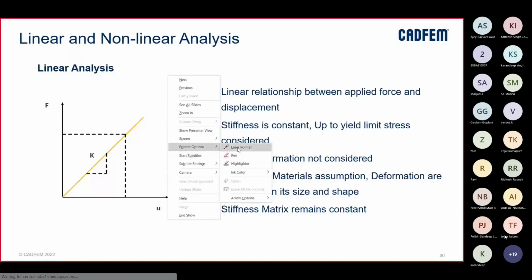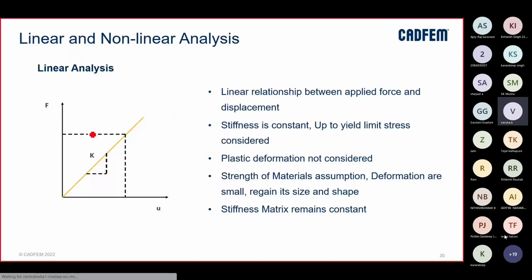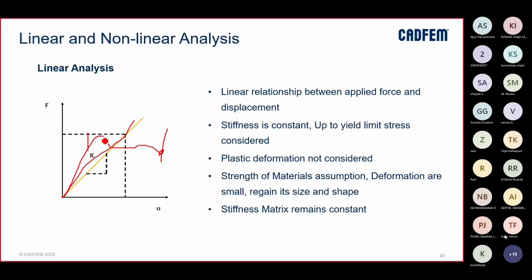It's like a linear one. But in the actual case, what happens? It will go like this, and it will fail somewhere like this. There is plasticity happening. This plasticity we won't be considering in the linear analysis.